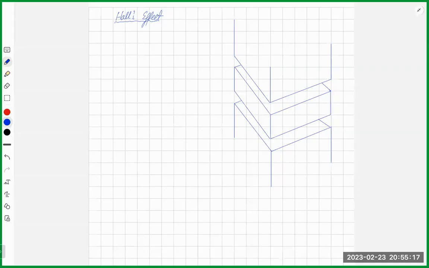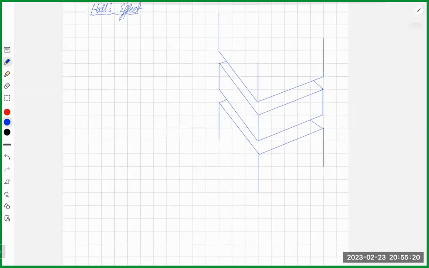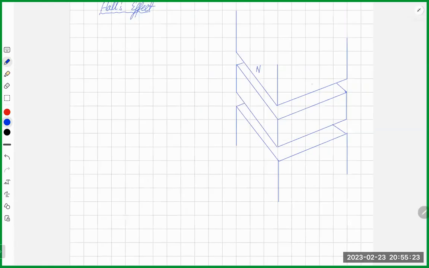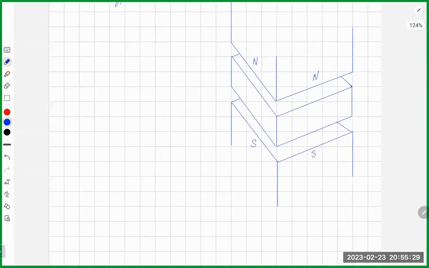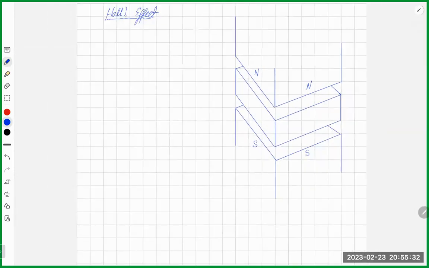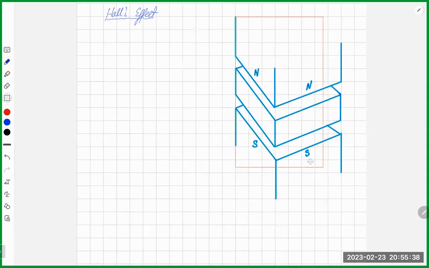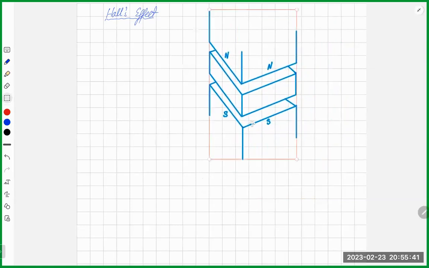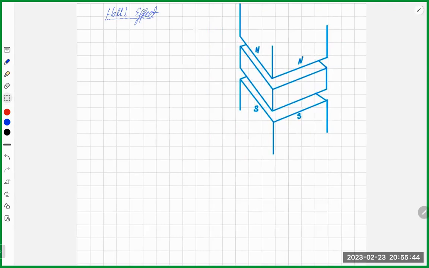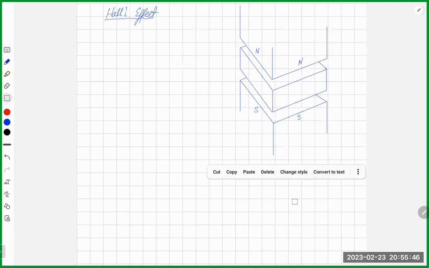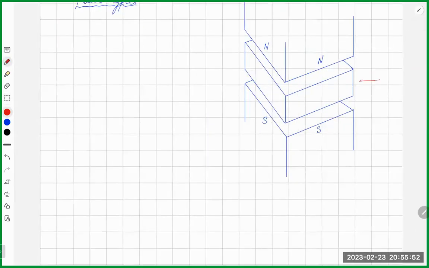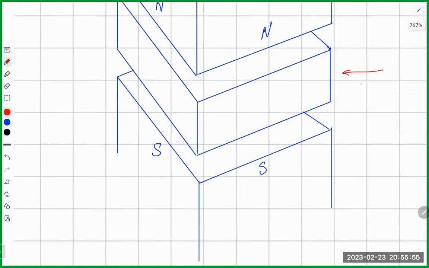The thing that I'm trying to show over here is that there is a north pole of a magnet on the top, there is a south pole of a magnet at the bottom, and there is a piece of metal in between. Does this look like what I'm trying to show? Yes, sir. So on the top and the bottom, we have a magnet, and in the middle, we have a metal conductor.